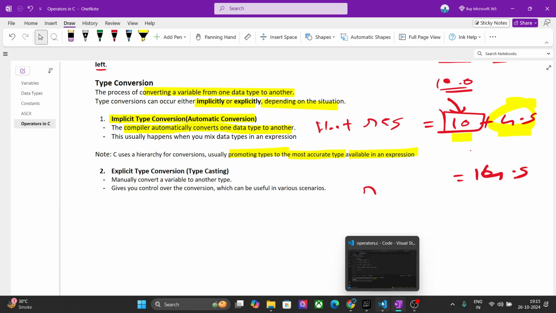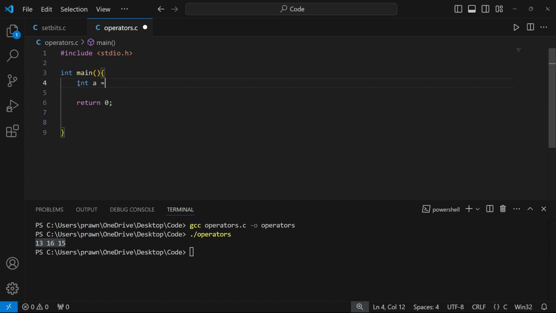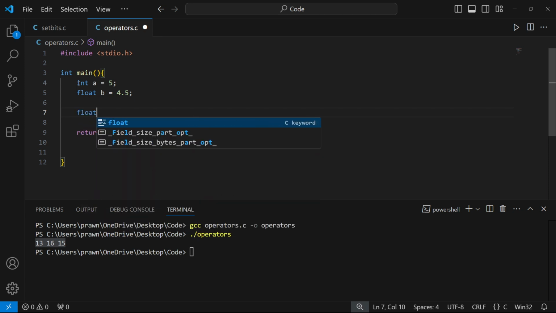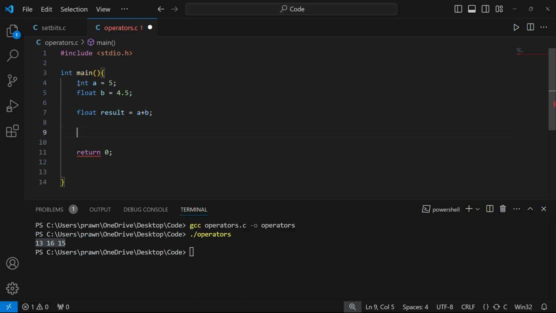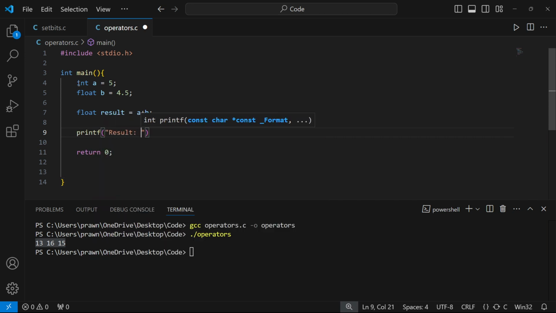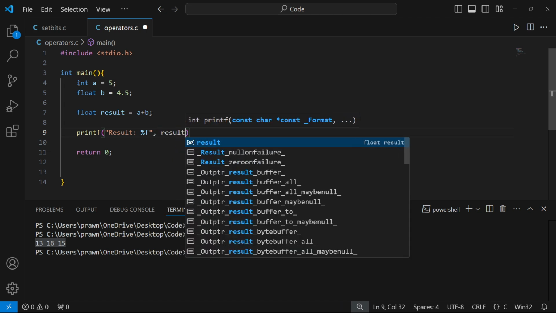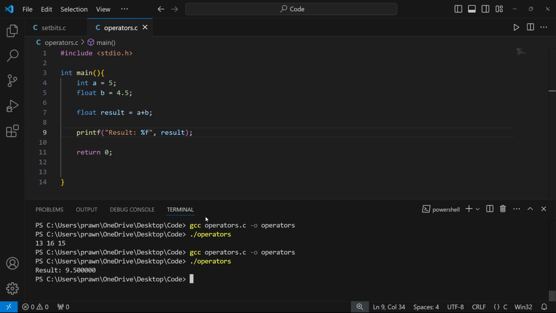Let us see this with the help of an example. Let's take two values: int a is equal to 5 and float b is equal to 4.5. Now let's add these two values: result is equal to a plus b. Now what will the compiler do here? The compiler will automatically convert a into a floating point value. So the result will be printed with %f for float. Okay, let us see, we should get 9.5. As you can see, I got 9.5. This is called implicit type conversion.